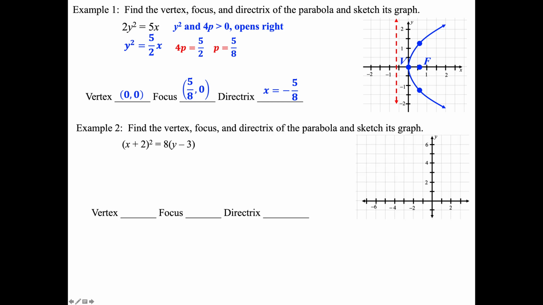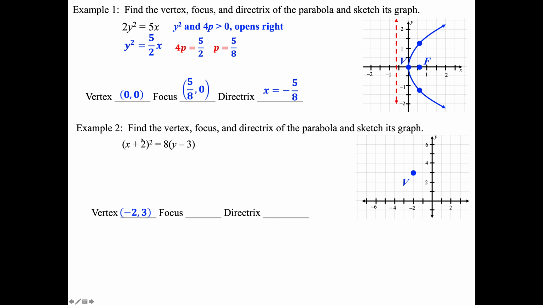All right, example 2. Now we're going to find the vertex, focus, and directrix line of a parabola and sketch it on the graph. But now notice we're adding and subtracting things to our x and the y, so that's going to move our vertex. So here, like I said, find the x, change the sign, -2. Find the y, change the sign, +3. There's your vertex.